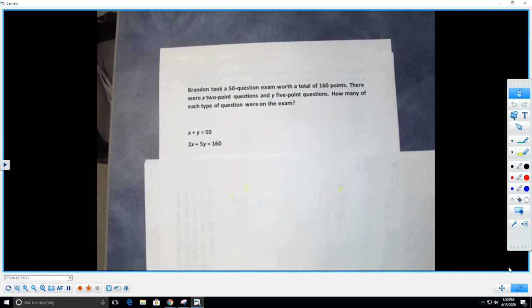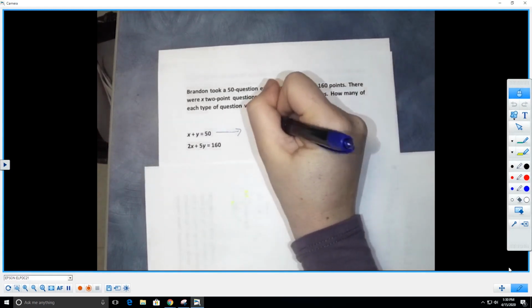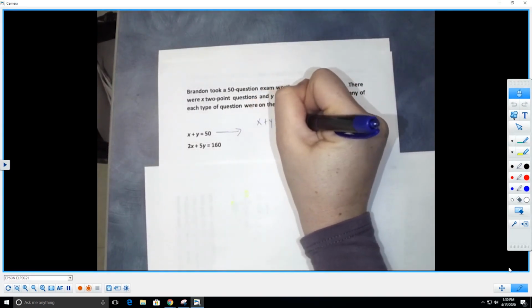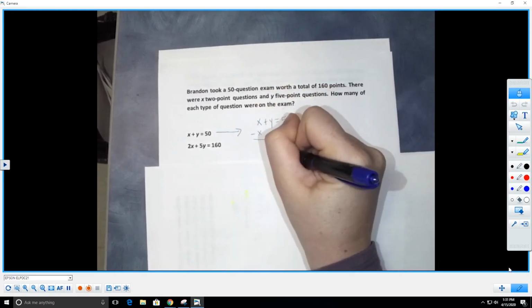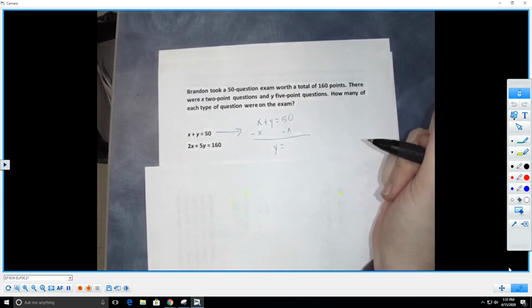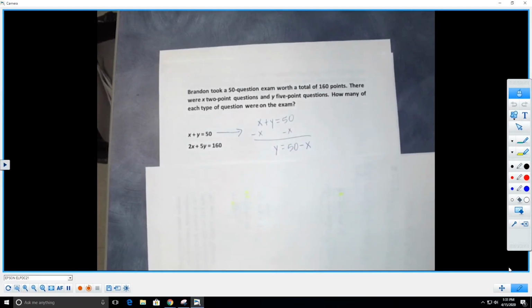Now let's solve for one of the variables. So I am going to set this equation with a variable equal to something, and I can do that pretty easily for this one. I can do that by simply moving this variable x over. So now I have that y is equal to 50 minus x. Did you get that same answer?